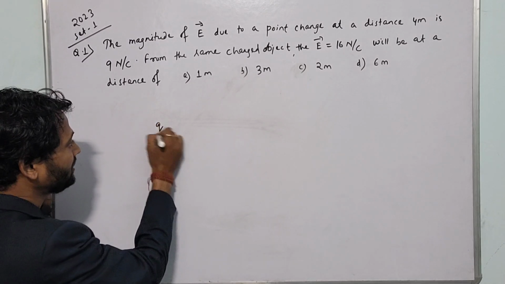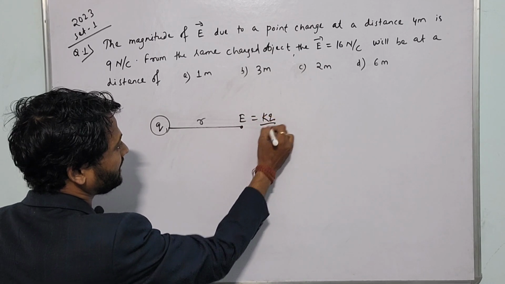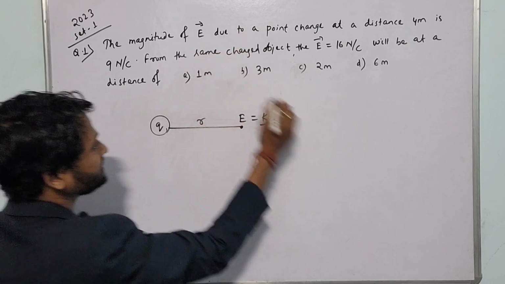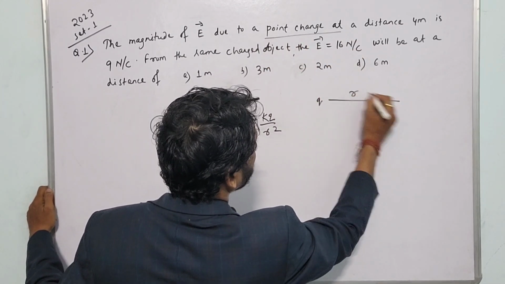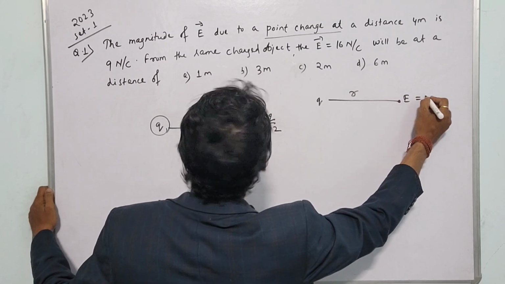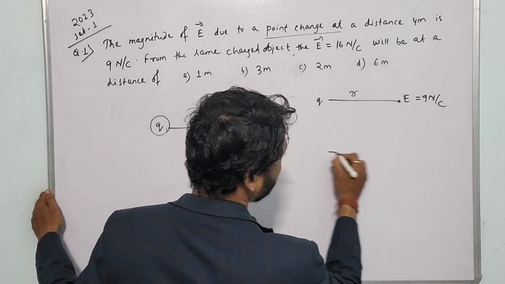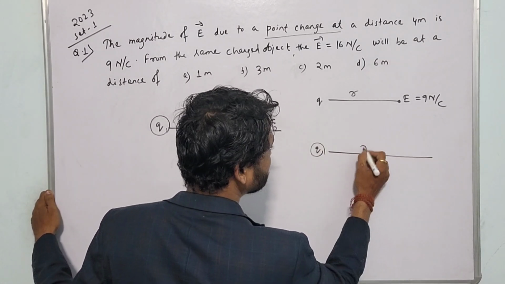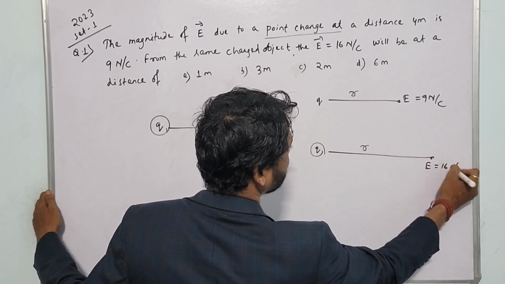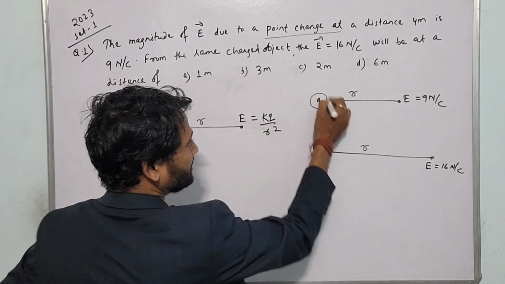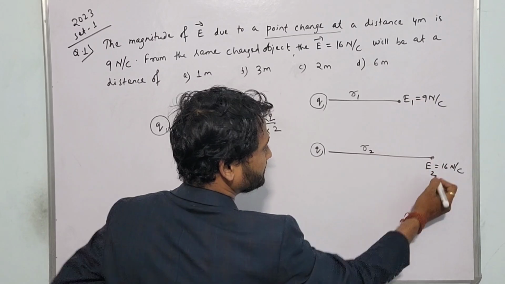So first of all, you should know the electric field due to a point charge at a distance will be equal to kq by r square, right? So here the condition is there is a point charge, let it be q, at a distance of r, and here the electric field is given 9 Newton per coulomb, right? Now the question is, what will be the distance from the same charge at which the electric field will be 16 Newton per coulomb? So there are two different cases, but the charge is the same. Let it be R1 and R2, and this one is E1 and E2.